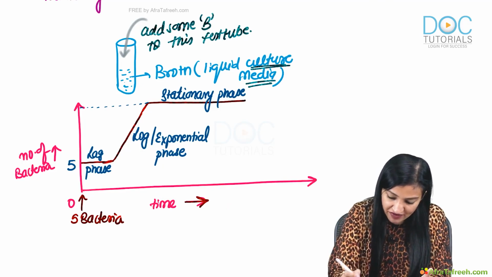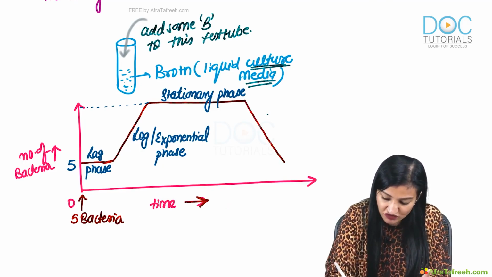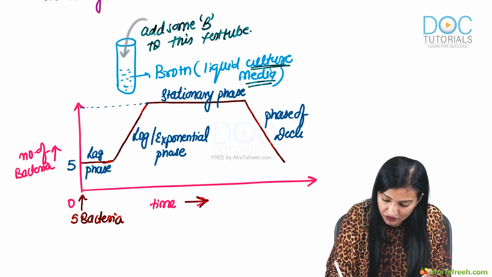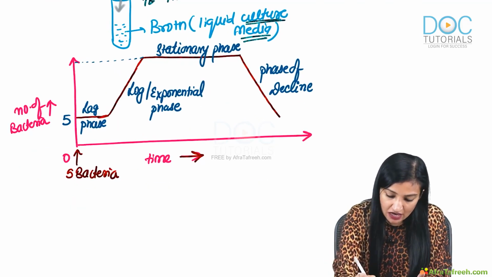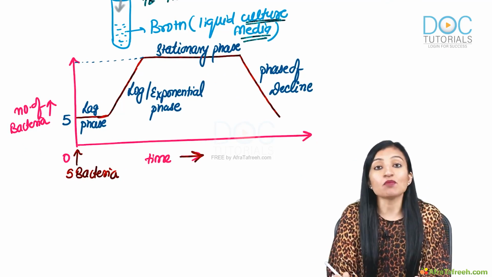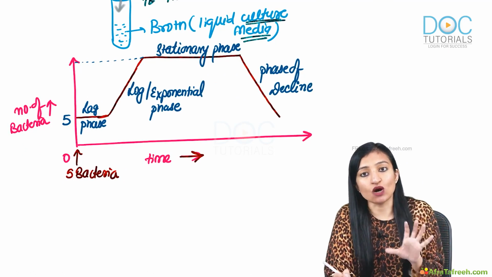The next phase will be encountered, which we call the phase of decline. Phase of decline. Alright. Now, this is referred to as the bacterial growth curve, and some important questions are asked just out of this curve.